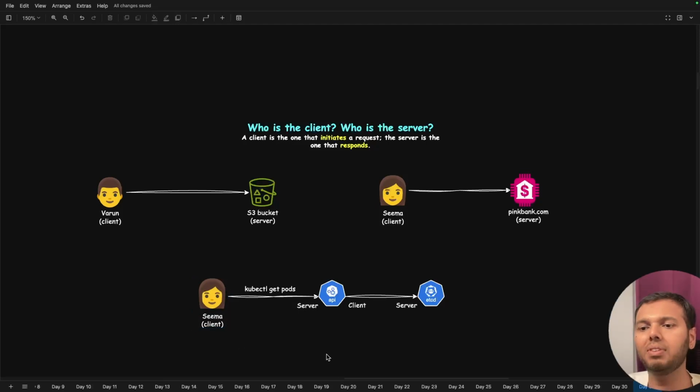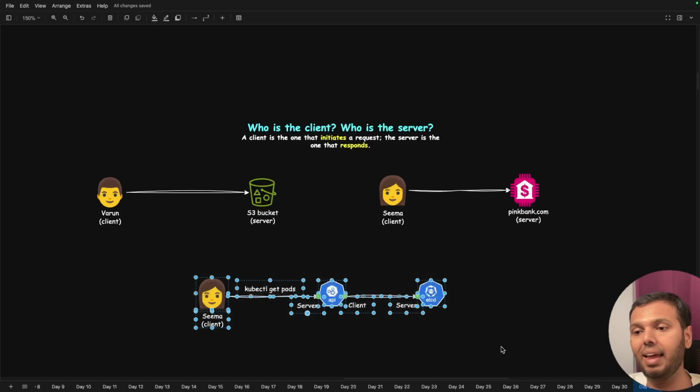So what happens in Kubernetes is etcd, if it is acting as a server, first will present its certificate to the API server, and then the API server will also present its certificate to etcd. So when Seema is accessing the API server, the API server will present its certificate, and then Seema will also present her certificate. So here both client and server are presenting their respective certificates. Hence, this is called mutual TLS.